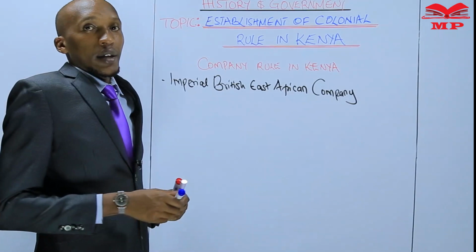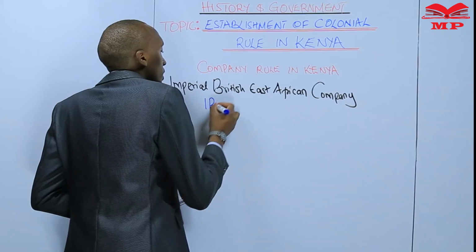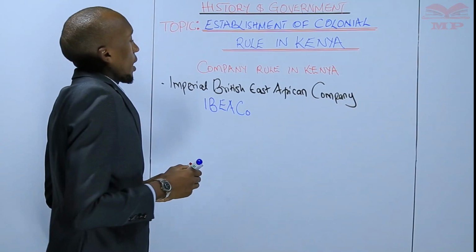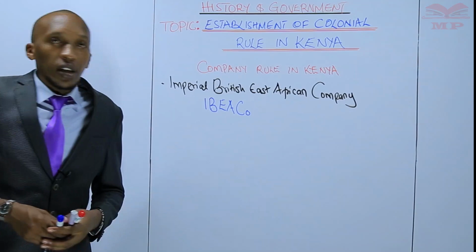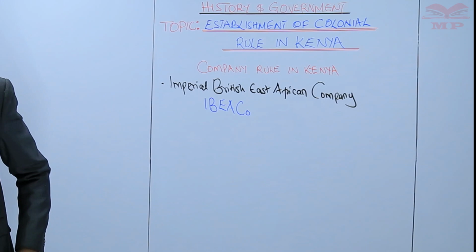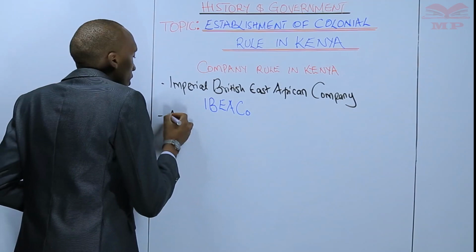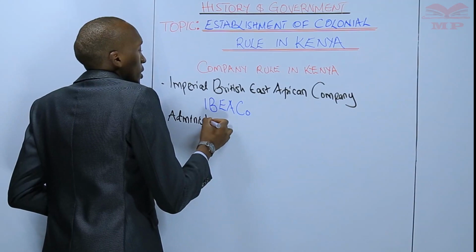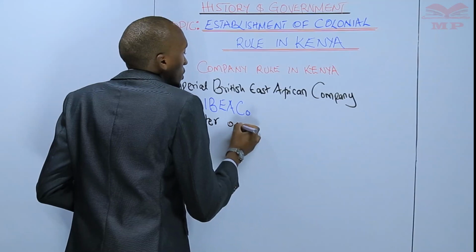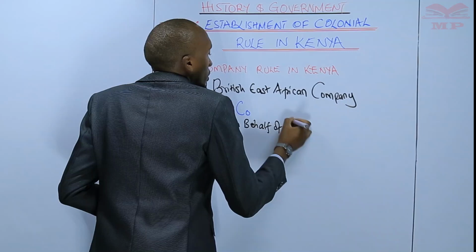So this one is abbreviated as IBEA. That is the Imperial British East African Company. So this is the company that was given the charter. They were given the charter to administer the protectorate, or Kenya, on behalf of the British government.